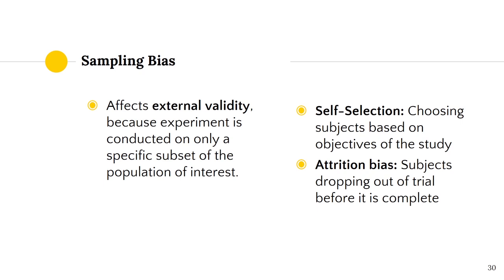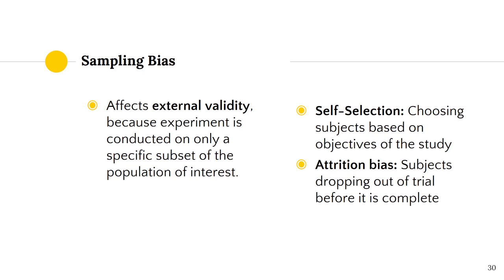But really, you've only tested it on young people, not on the much broader, say, Canadian population, whose average age is much older than the people on TikTok or on a university campus. We also have attrition bias, which is basically when people drop out of a trial before it's complete, but that's not a random process.